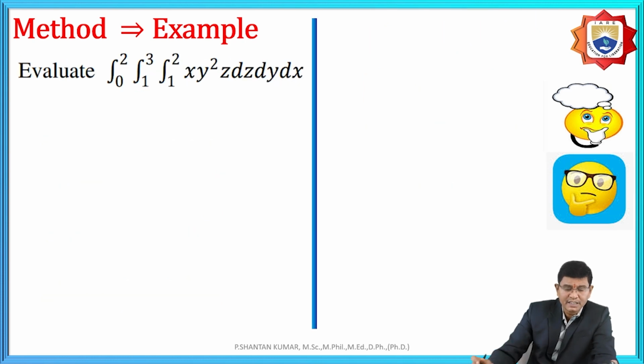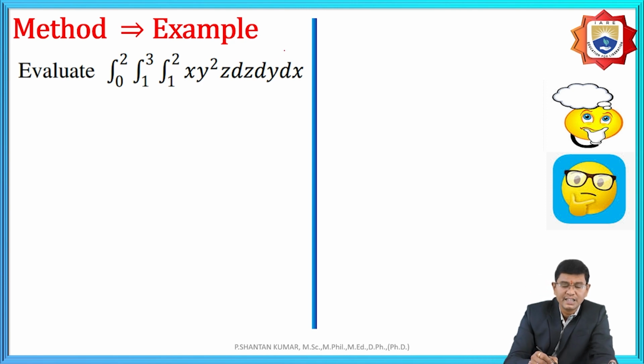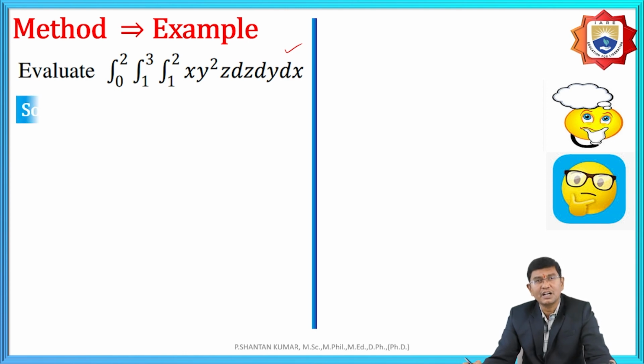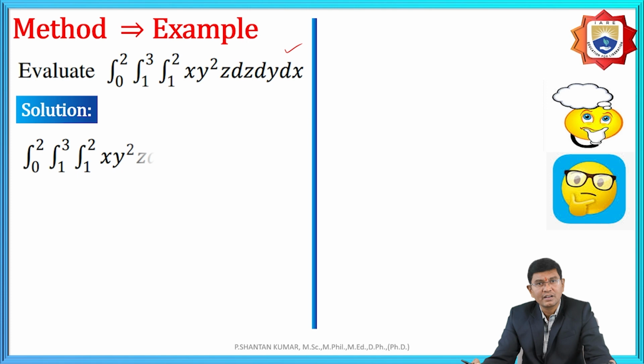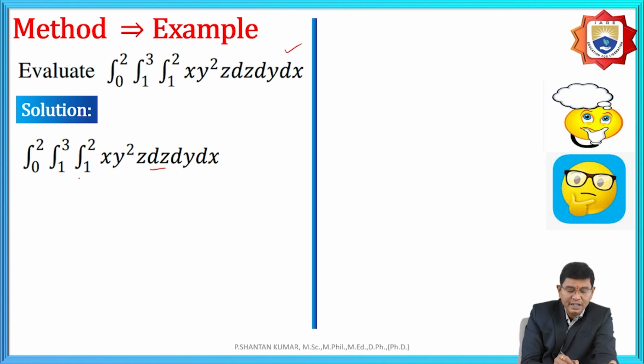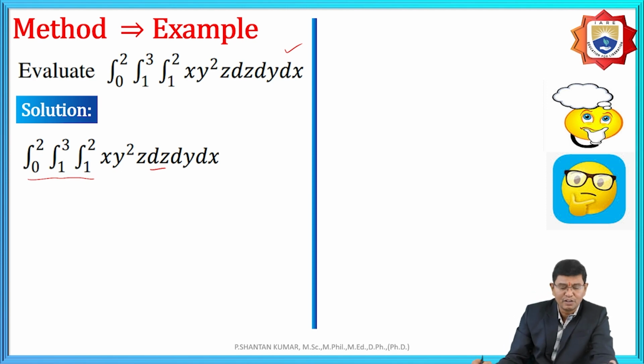Similarly, evaluate the integral 0 to 2, 1 to 3, 1 to 2, x into y square z, dz, dy, dx. That means we assume that the integration is I. Now we need to integrate with respect to z, because the inner one is z, and no limits are mentioned in terms of any other variable. Therefore, we need to integrate with respect to z.